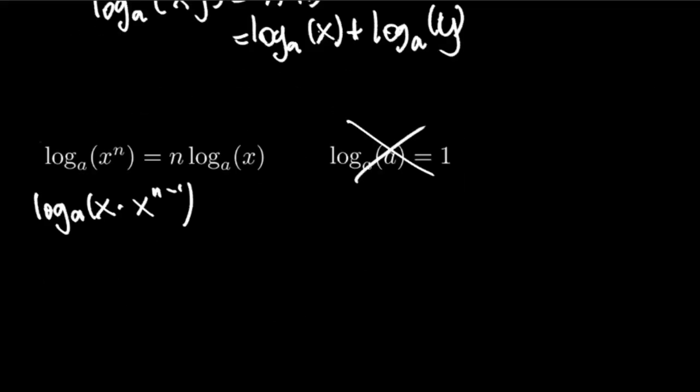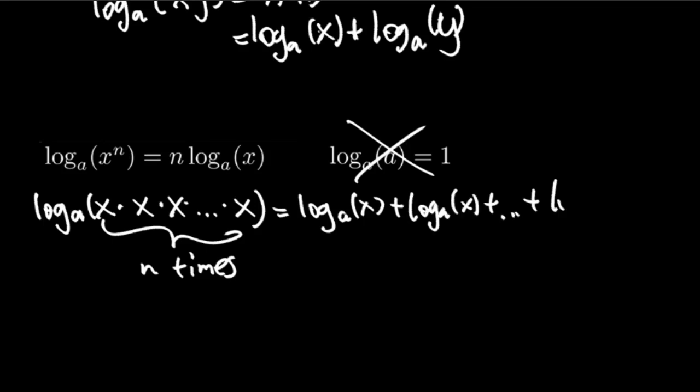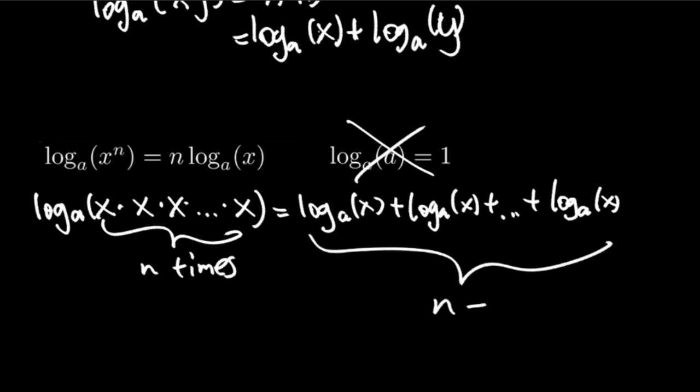So essentially, you can think of it like this. You're going to get x times x times x, and so on, n times. These can all be split up into their own addition. Log base a of x plus log base a of x, all the way, log base a of x, until we get this n times. So the easy way to write that is just n times log base a of x.